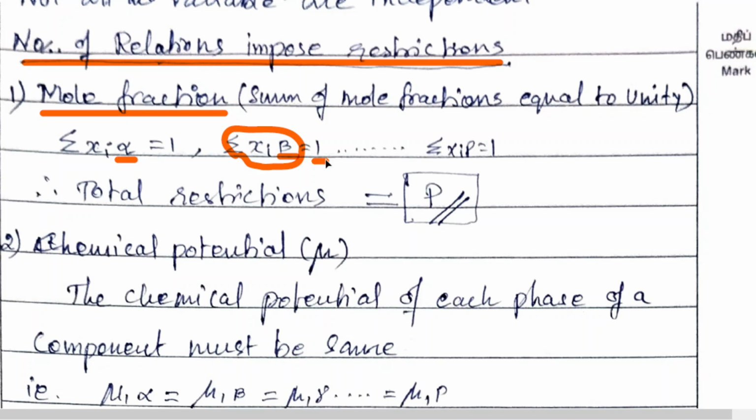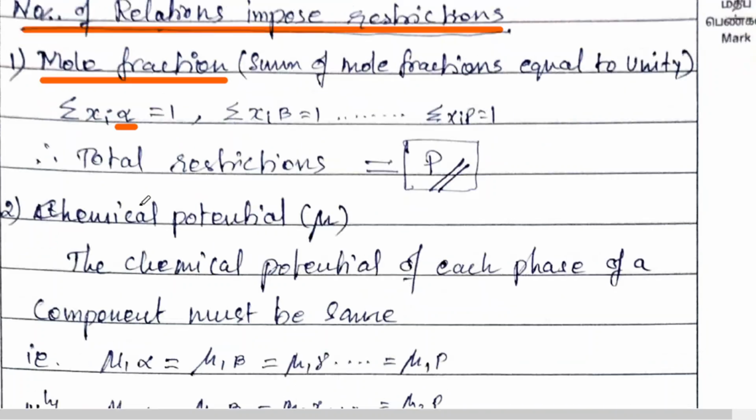That is the mean. Similarly, for each phase, the mole fraction will be equal to 1. And therefore, the total restrictions by each phase will be equal to p, since there are total p number of phases, and each phase mole fraction is 1. One phase gives one restriction, and therefore p number of phases will give p number of restrictions. The second restriction is imposed by chemical potential.